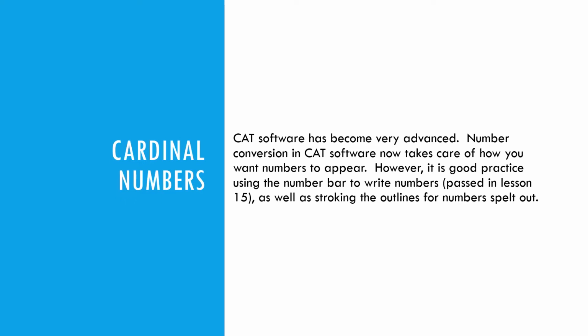The cardinal numbers. The CAT software has become very advanced. Number conversion in CAT software now takes care of how you want numbers to appear. However, it is good practice using the number bar to write numbers. This has already been practiced in lesson 15, as well as stroking the outlines for numbers spelled out.